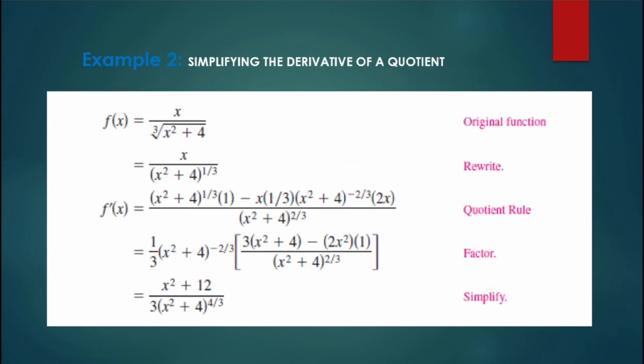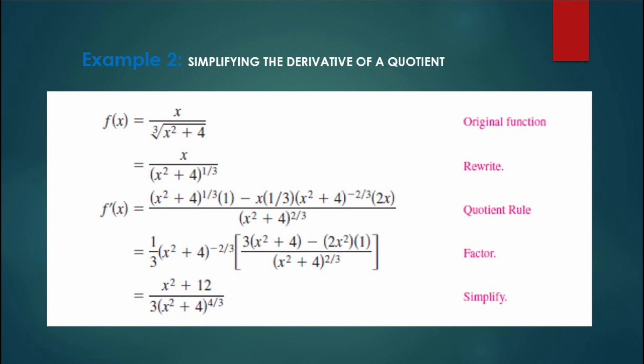Here is example number 2, simplifying the derivative of a quotient. So we have here the original function f of x is equal to x divided by the cube root of x squared plus 4. So by rewriting this, we get x divided by the quantity x squared plus 4 raised to 1/3.